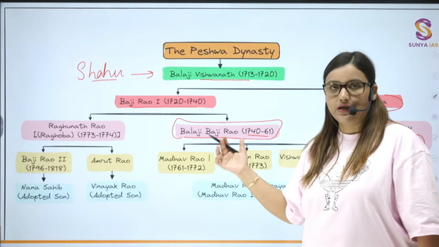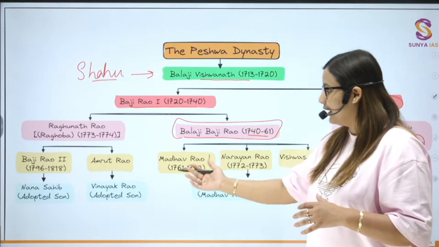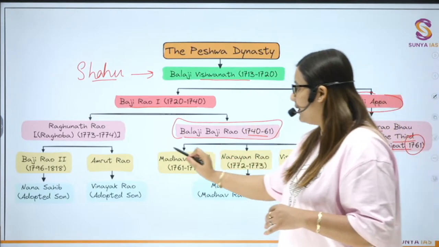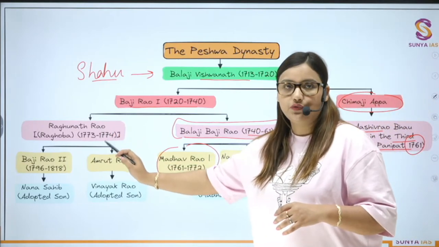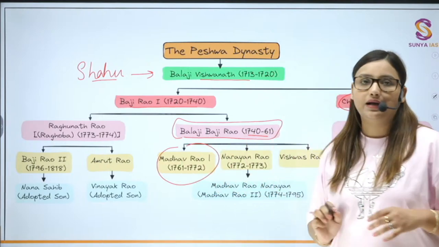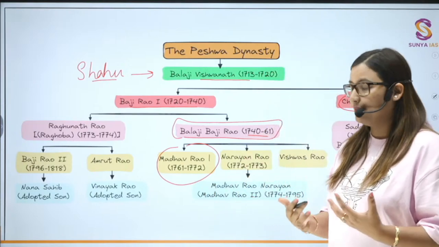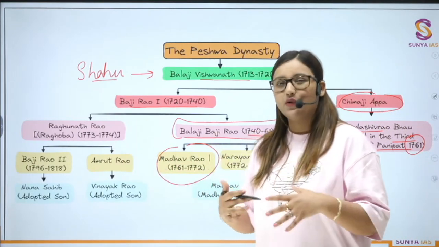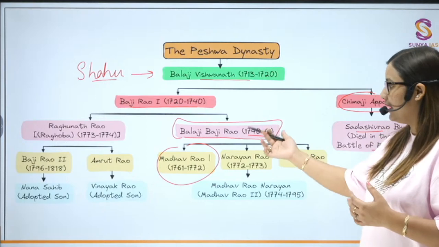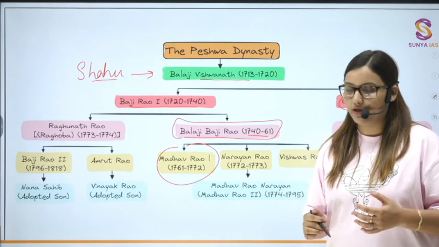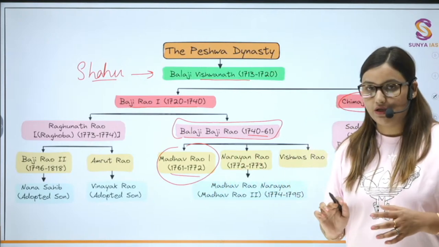But Balaji Baji Rao died after the Battle of Panipat, and after him Madhav Rao I became the next Peshwa. When Madhav Rao I became the Peshwa, his uncle Raghunath Rao was waiting because he was the brother of Balaji Baji Rao. He was waiting to get the Peshwaship, but he was not allowed because it was a hereditary position. As we see, Balaji Baji Rao was more competent, and after him Madhav Rao was very, very competent. But Madhav Rao died due to TB, and from 1761 to 1772 he was able to rule.